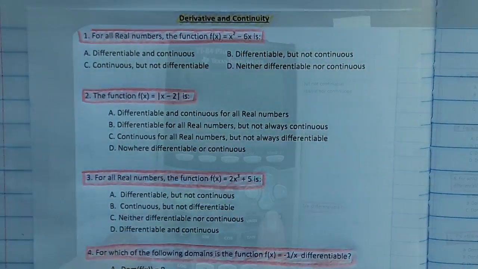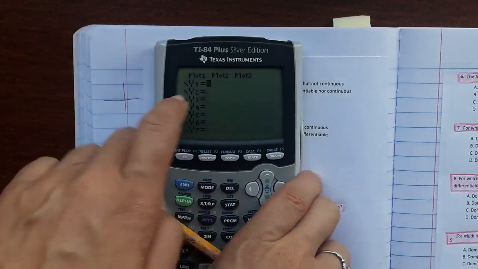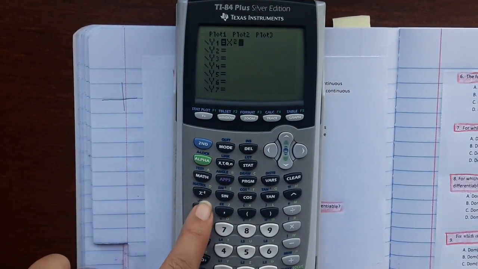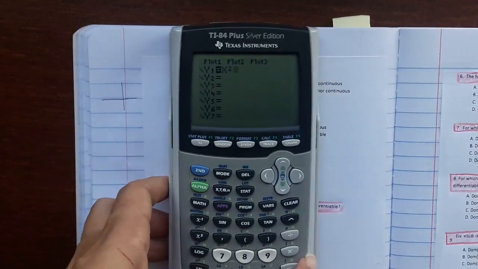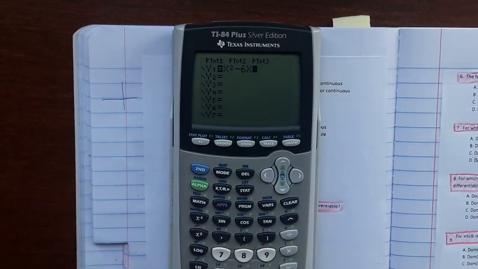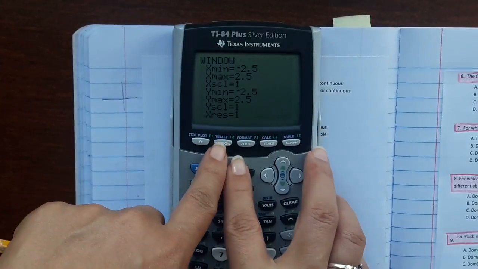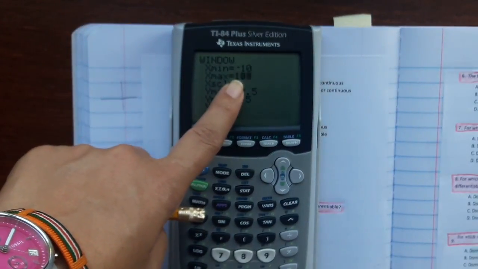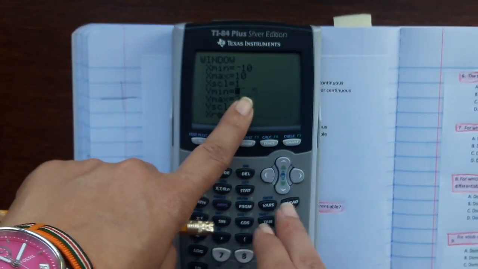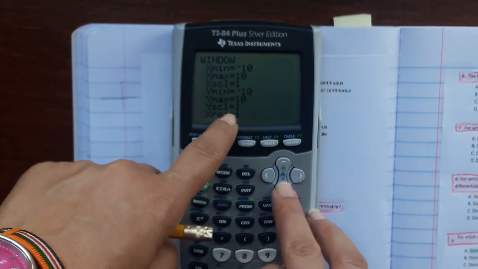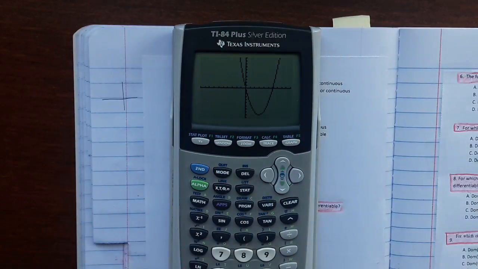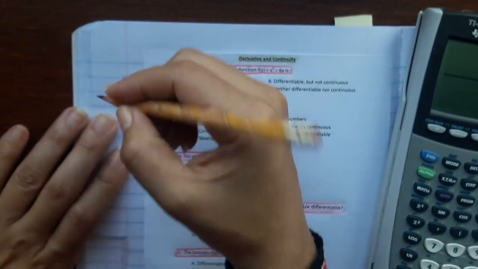So the first thing we're going to check for is, is it continuous? I'm also going to teach you how to use a calculator. So you go y equals, and then you put in the equation, x squared minus 6x. Then you go graph. But your window might not be right, so my window is not right. So x minimum is the minimum on the x-axis, so negative 10. Positive 10 is the max, going up by 1. Y minimum is negative 10. Y max is positive 10, going up by 1. Alright, so this is what it looks like.